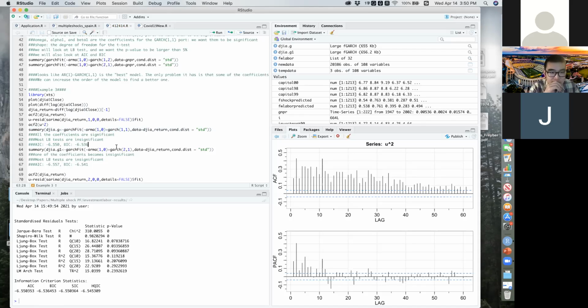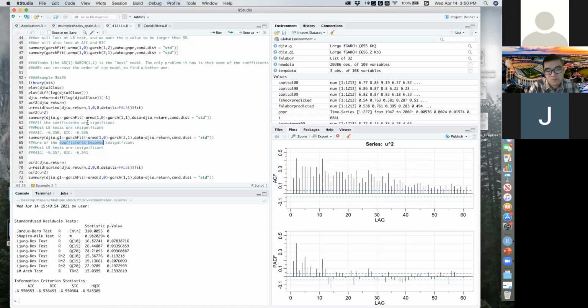Yeah, just by looking at the AIC and the BIC, it seems like the second model is better, but not significantly better. It only differs in the third decimal point. Yeah, but one of the coefficients is insignificant, which might be a problem. From these two plots, from these two models, it seems to me like the first model might be a little bit better than the second model.